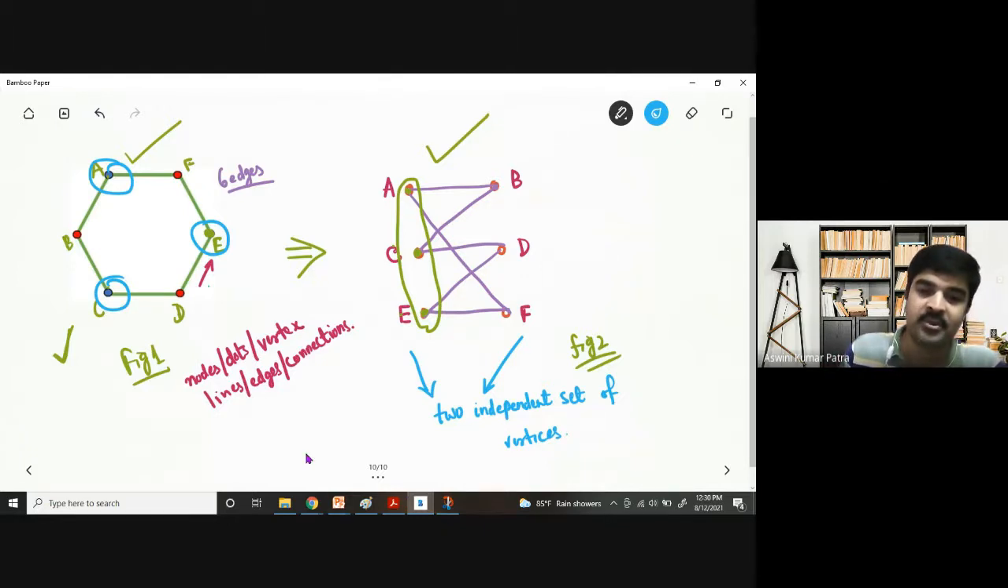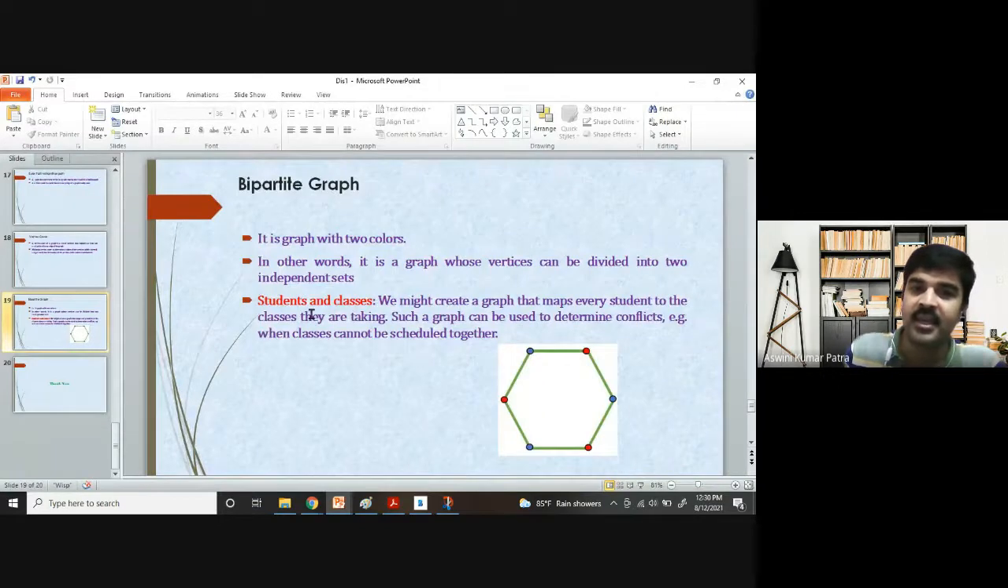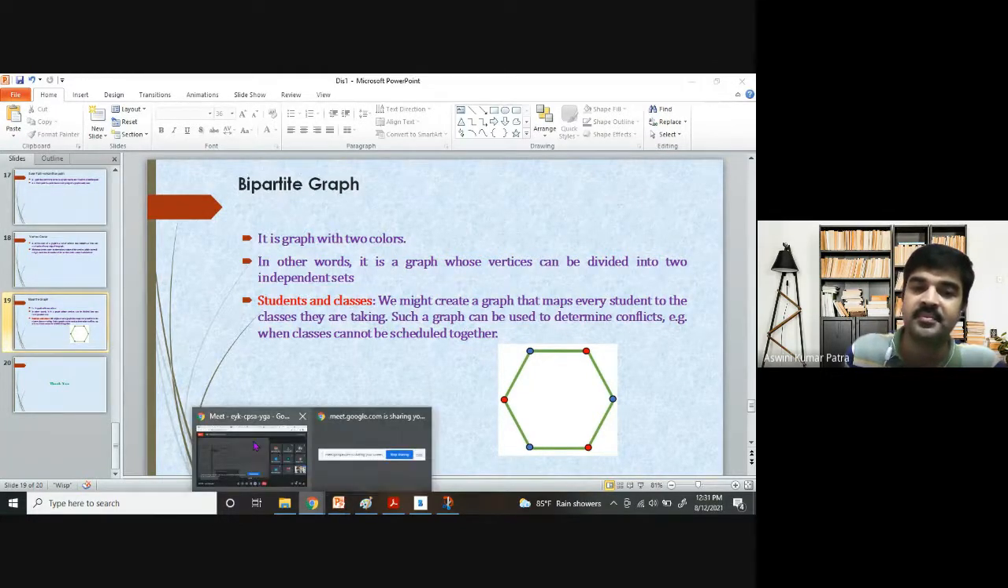And you can make use of this for a real-world problem you solve by yourself, for timetable problems, as I told you, students and classes. So we might create a graph that maps every student to the classes they are taking. Such a graph can be used to determine conflicts, that is, when classes cannot be scheduled together. So a bipartite graph would be very much applicable to schedule the classes, in other words, a timetable. Any doubts?